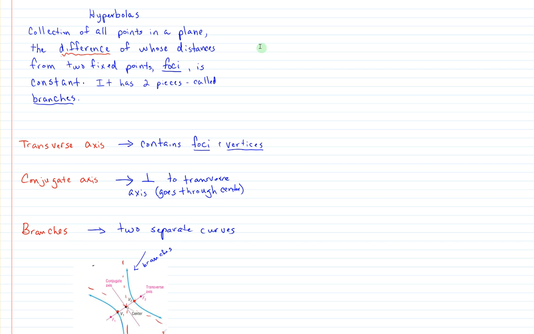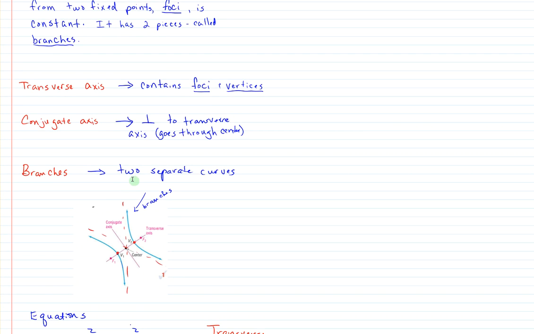It has two pieces called the branches. Remember that with the ellipse, it was the collection of points whose sum of the distances from the foci was constant. This is the difference, so we'll have a subtraction in our equation. There are two axes, but basically we worry about the transverse one. The transverse axis contains the foci and the vertices. The conjugate axis is perpendicular to the transverse, and the two curves are called the branches.